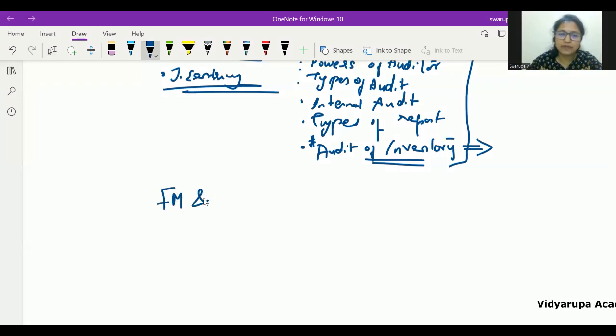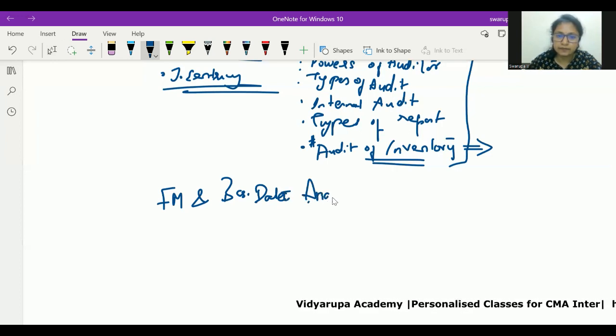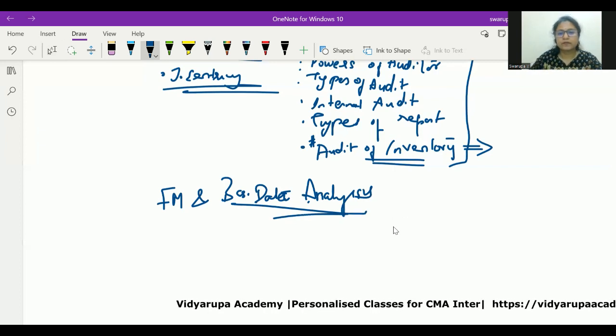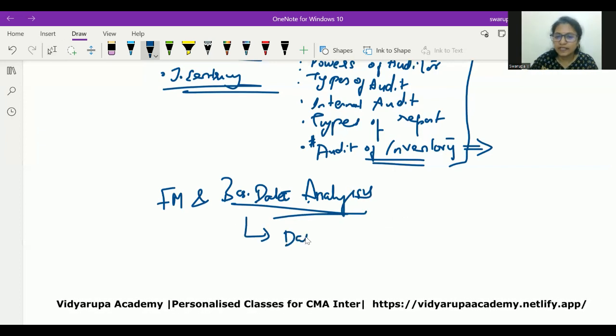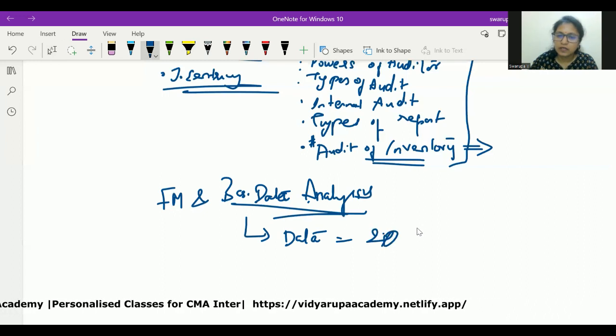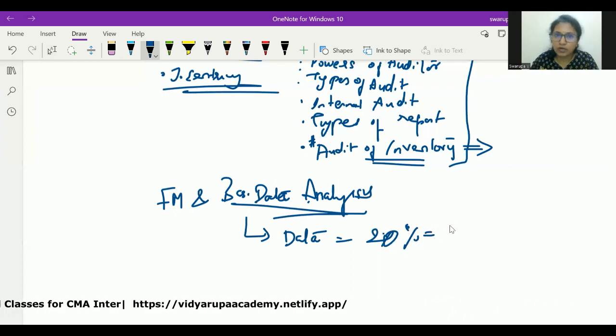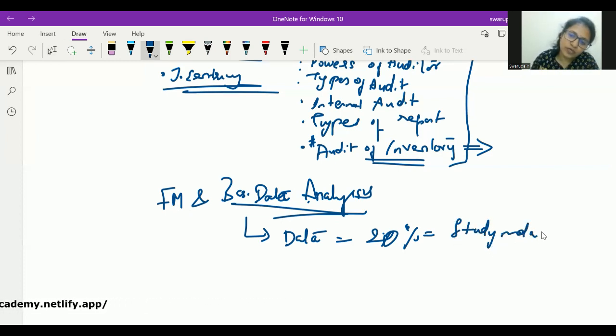Next paper, we have Financial Management and Business Data Analytics. Data analysis has 20% weightage and is an easy scorer because you get questions only from the study material. So see what the questions are in the study material. You will have textbook questions; prepare those and the repeated questions from your past question papers. If you prepare that way, you will be able to cover the important topics of data analysis.